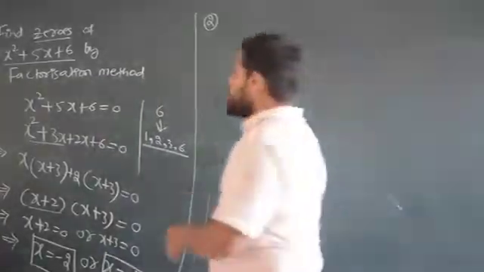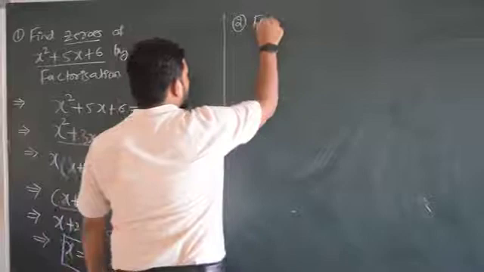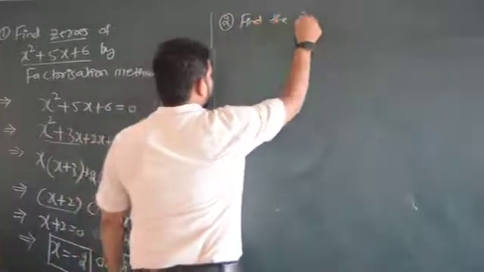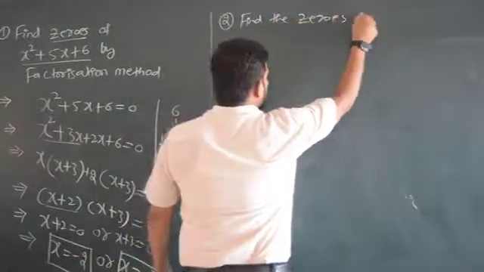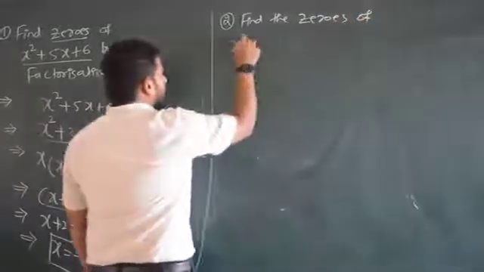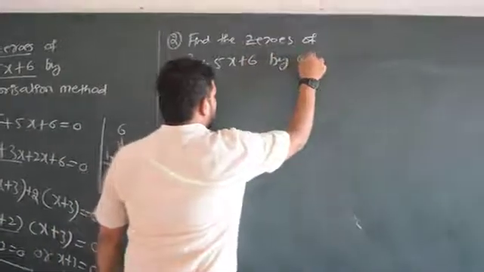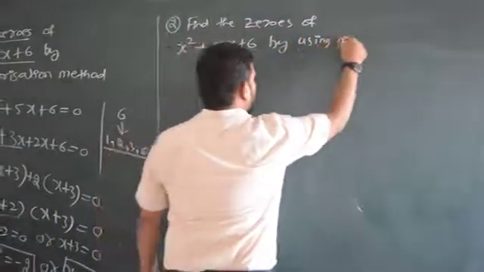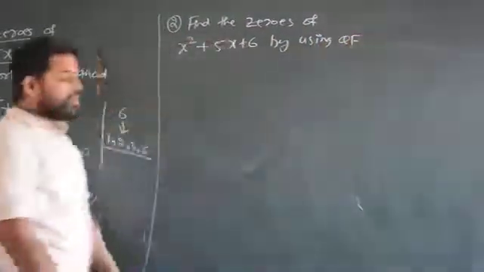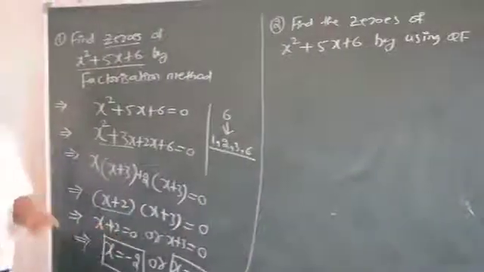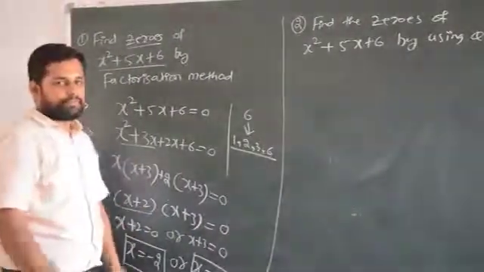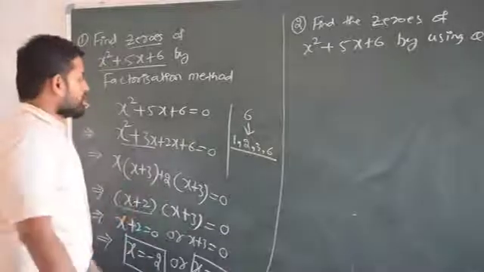Okay, let us solve the same question. They will ask the same question. What is that? Find the zeros of x square plus 5x plus 6 by using the quadratic formula. Now, are you supposed to do it like this? No. If you do it like this, it becomes wrong. Okay, clear. So how to do this?